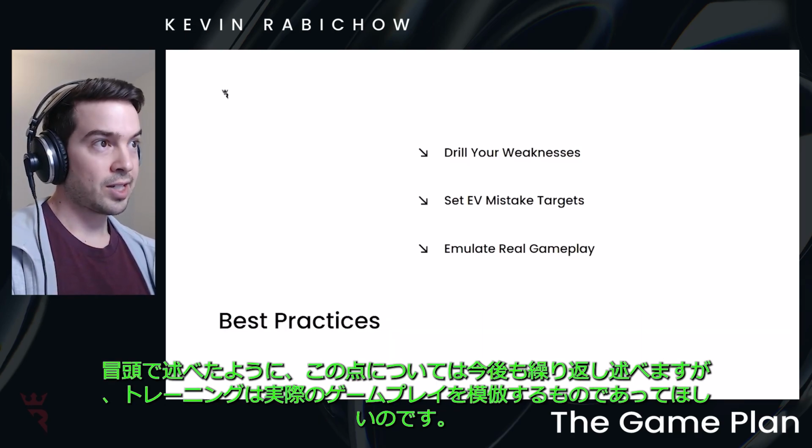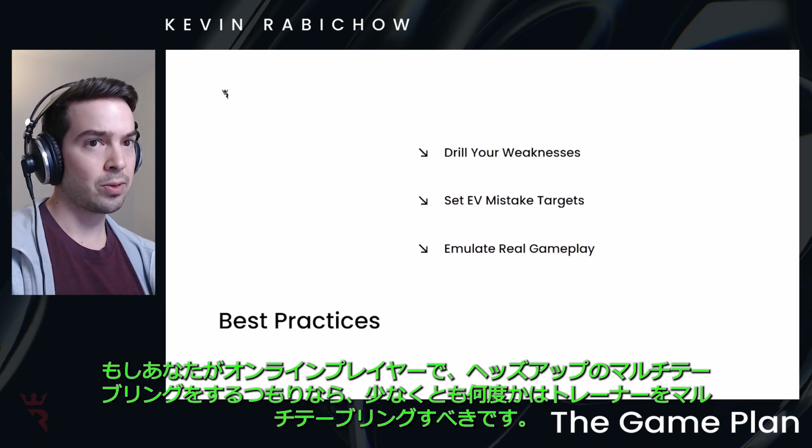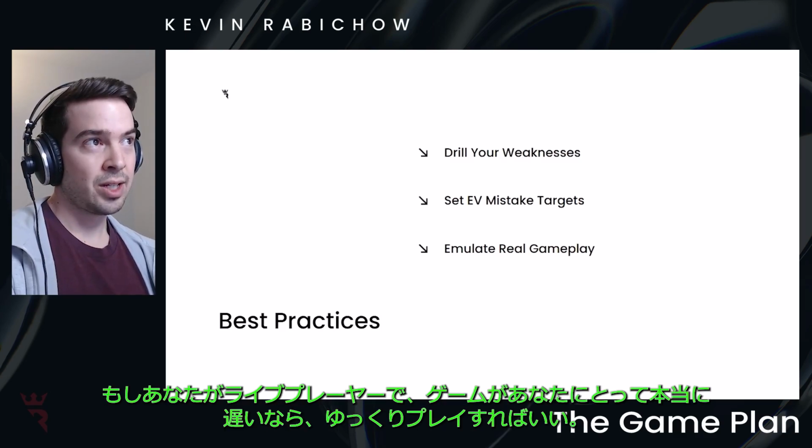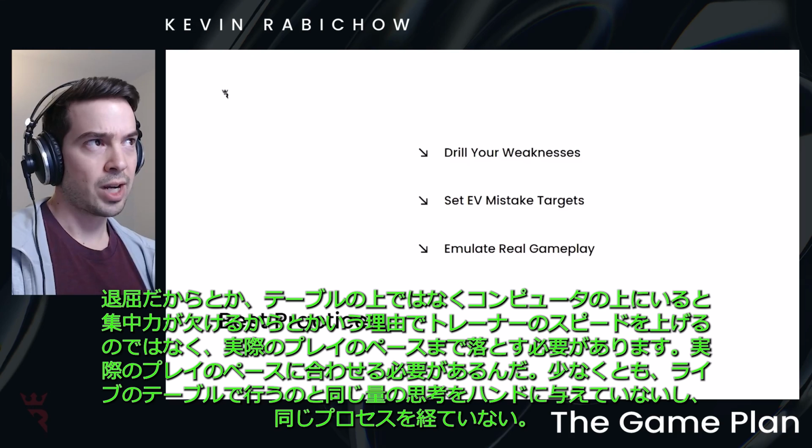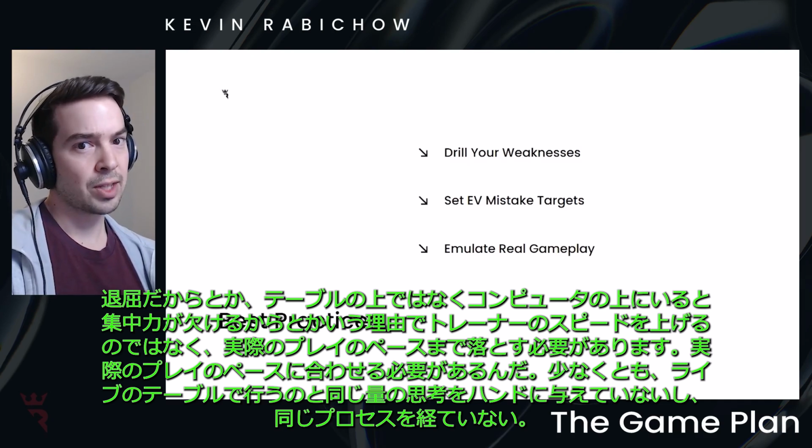And as I mentioned near the beginning, and I'll continue to harp on this point, you want your training to emulate real gameplay. So if you're an online player and you're going to be four-tabling heads up, you should be four-tabling your trainer at least some of the time. If you're a live player and the game is really slow for you, play slow. Like why speed through the trainer just because you're bored or just because maybe you're lacking focus when you're on the computer instead of at the table?